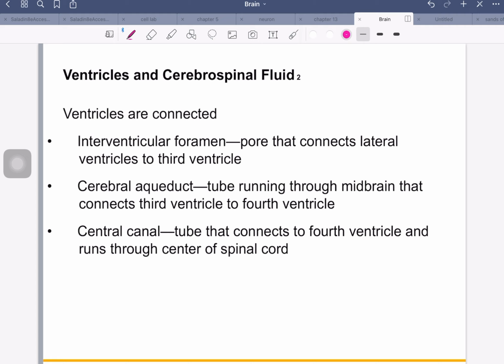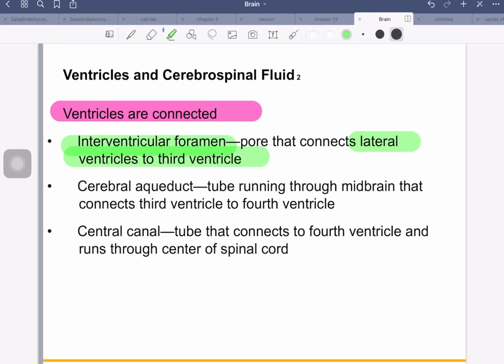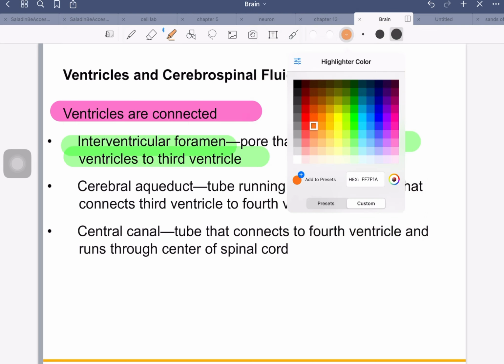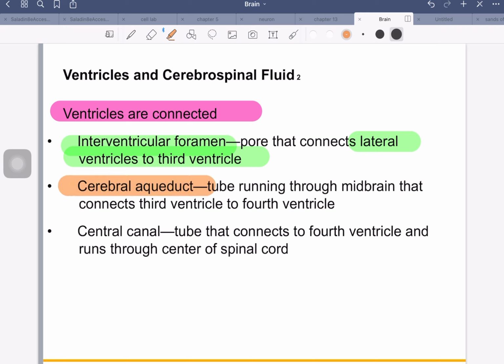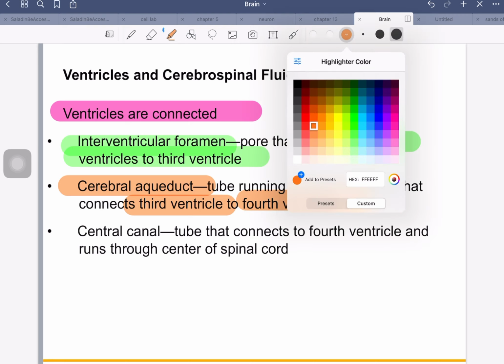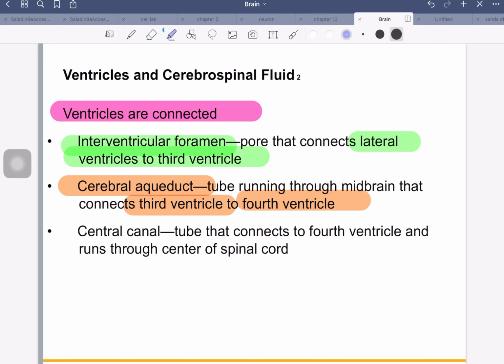So let's talk a bit about the connections. The ventricles are connected, and we have the interventricular foramina, which is a pore that connects the lateral ventricles with the third ventricle. Then we have the cerebral aqueduct, which is a tube that basically connects the third ventricle to the fourth ventricle. And as I said, we also have the continuation through the central canal, which basically runs through the center of the spinal cord.